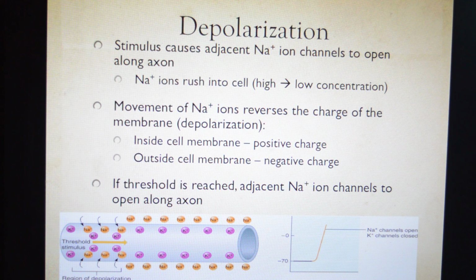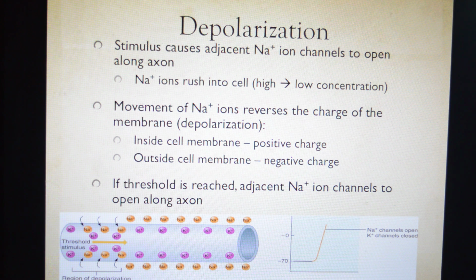Depolarization. What happens? The stimulus causes adjacent sodium ion channels to open along the axon. The sodium ions rush into the cell from high concentration to low concentration. The movement of sodium ions reverses the charge of the membrane, which causes depolarization, meaning it's going from negative 70 millivolts to a higher number, a positive value. Inside the cell membrane, it's a positive charge, and outside the cell membrane is a negative charge. If threshold is reached, adjacent sodium ion channels continue to open along the axon.